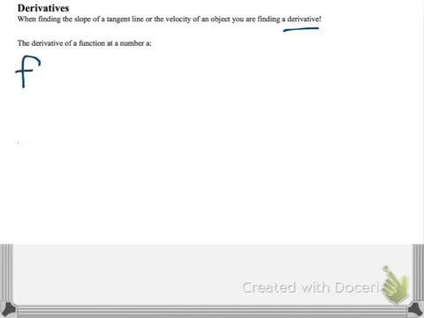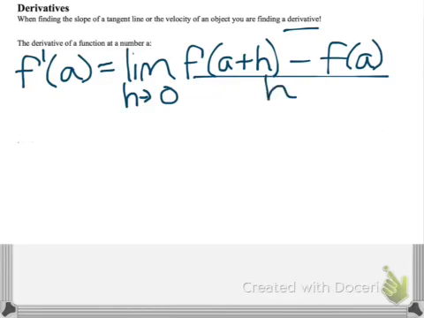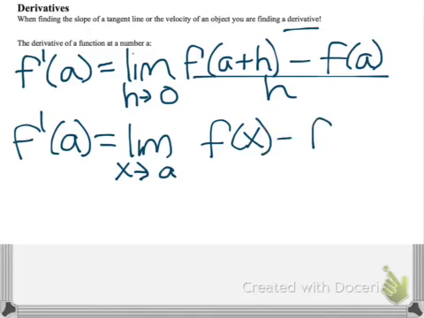So now, here's notation. Derivative is called prime. So f prime of a means the derivative of f at a. And what's it going to equal? It's just going to equal the formulas, the definitions we've been doing. The limit as h goes to 0 of f of a plus h minus f of a all over h. Or f prime of a equals the limit as x goes to a of f of x minus f of a over x minus a.